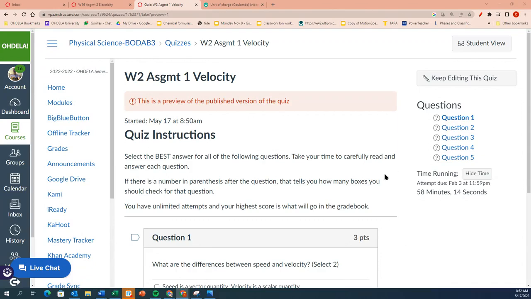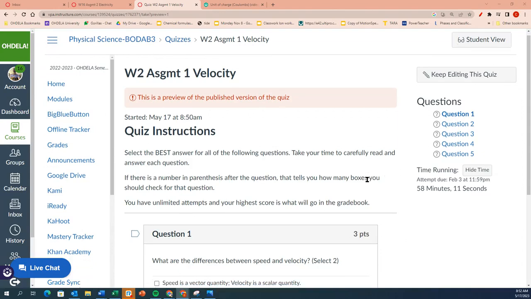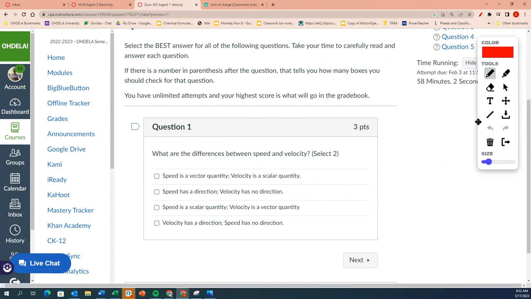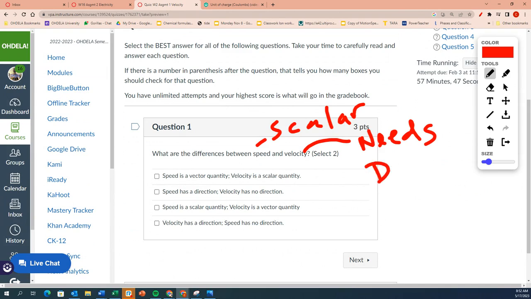All right, so we're going to go over W2 Assignment 1 Velocity. There are 4 questions. So what's the difference between speed and velocity? Remember, speed is a scalar, so that means it does not need a direction, but velocity needs a direction. So it could be up, down, east, west, but it has to have that. Scalar means it's the speed, like miles per hour, but doesn't need to be west, east, south. That's what we're talking about here.